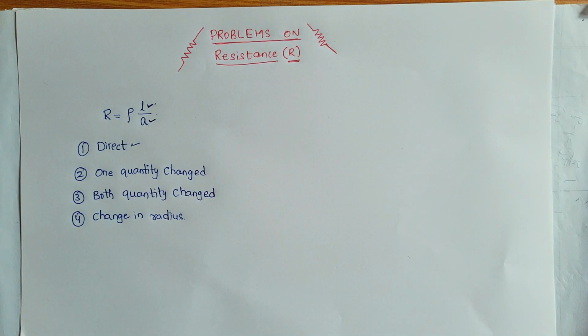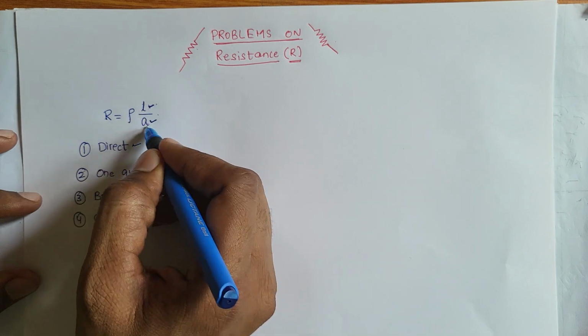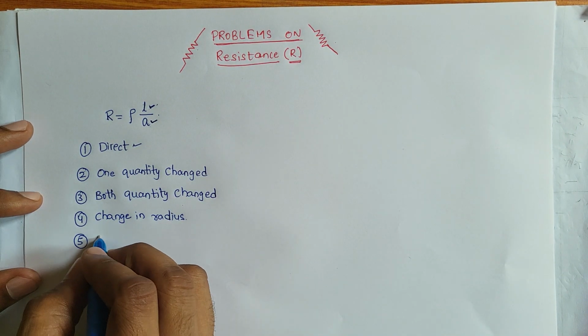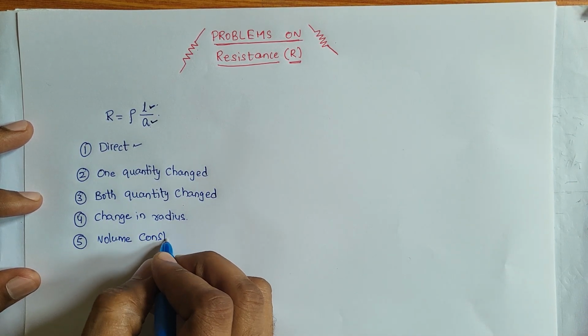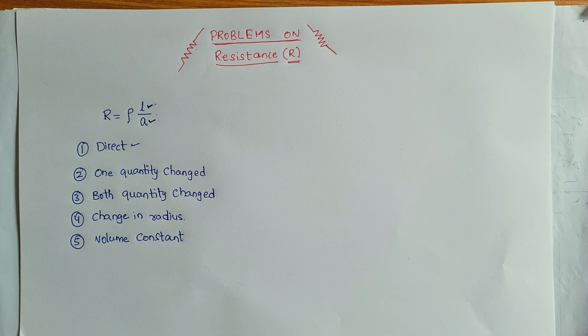Okay. And next type, how they will ask: they will change the length, and proportionally they will change the area. Means there we have to worry or think about the volume. They will keep the volume constant and they will change the length or they will change the area. We have to find the resistance in those types of problems. These are the methods or the ways of framing questions on resistance. Okay. So now let us solve some questions on this resistance.